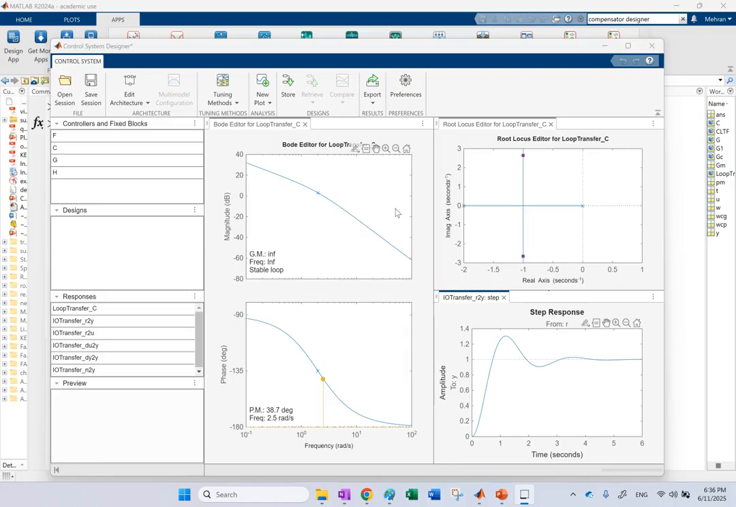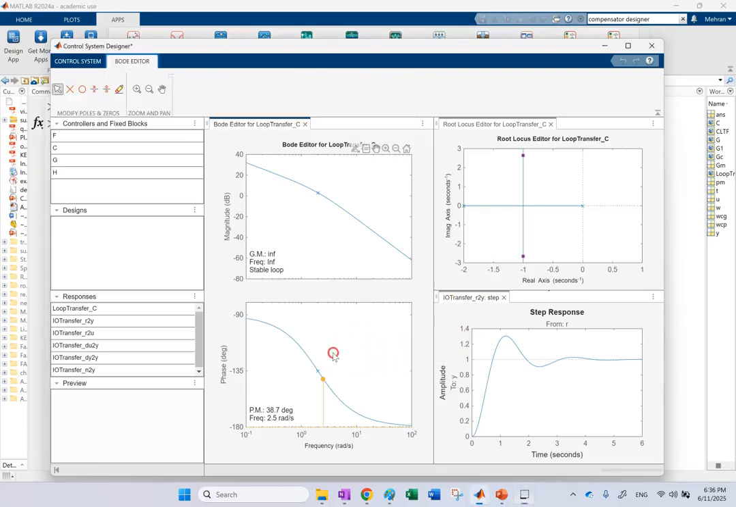We can do it directly for G. So now what? And gain margin is infinite. So I want to raise this 38 to a bigger number, 50, 60, some angle that I want. And by the way, this is the step response and this is the root locus of the system. So you have frequency responses and time domain and S domain. So what do I do here?